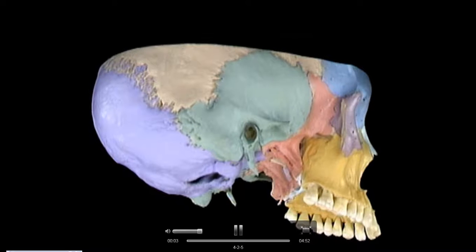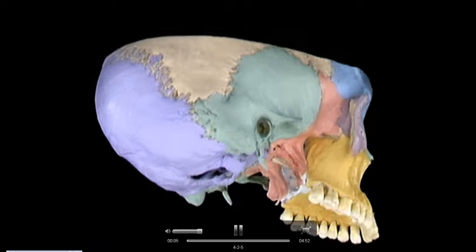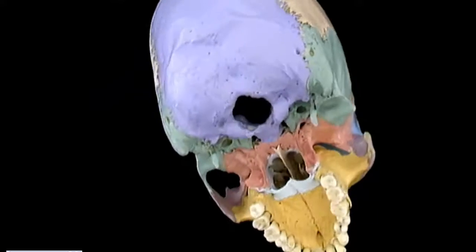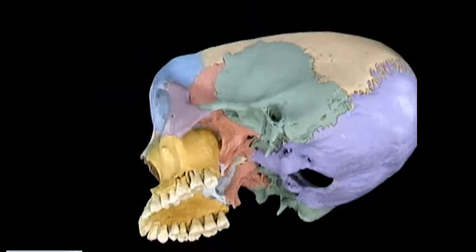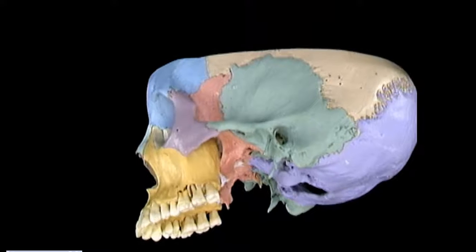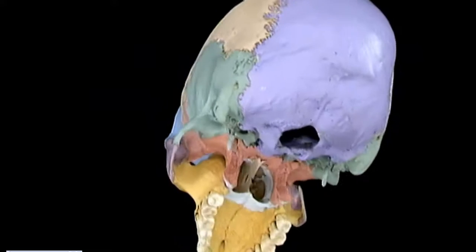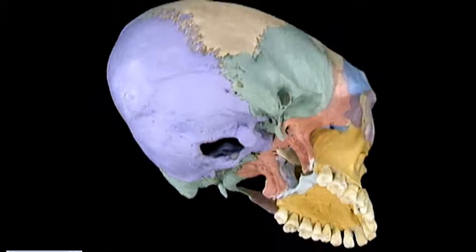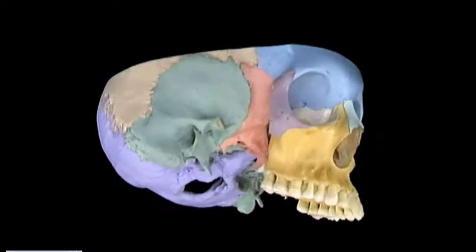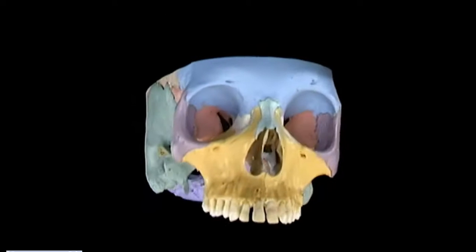Now we'll move on to look at the sphenoid bone. The sphenoid bone is extremely complex. It extends all the way from one side of the skull to the other. The sphenoid bone forms important parts of the underside and outside of the skull, and it forms part of the orbit.